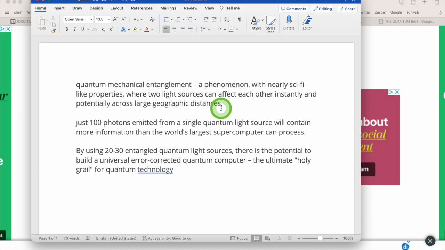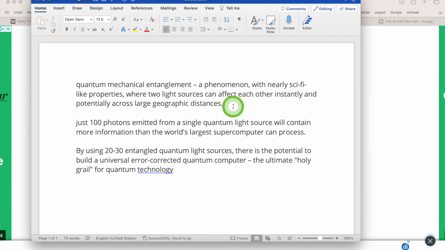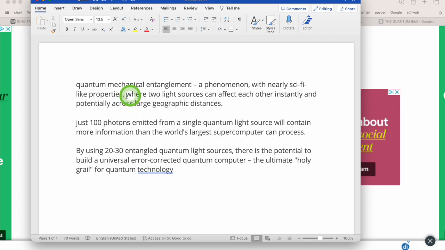basically, with this technology, there could be instant communication across large geographical distances. We're not even talking within Earth. We can say, let's say between planets. If there are quantum entangled devices, there could be instant communication across large distances, even astronomical distances.